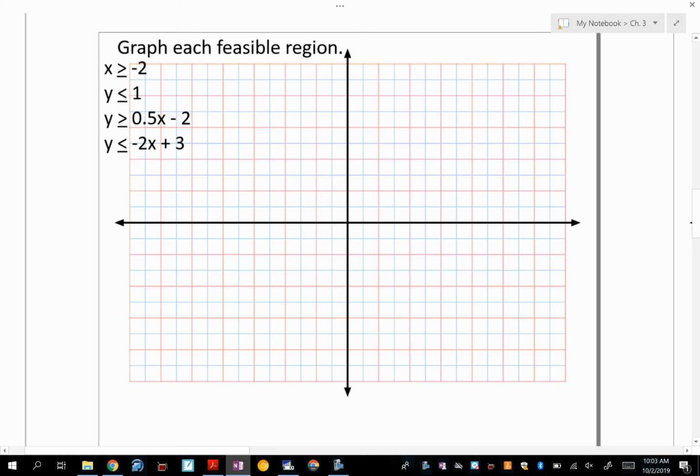All right, so let's look at the first one in this system. The first one in this system only says x and a number. Do you remember what happened when we had y and a number? It was horizontal, right? So what is it going to look like for x and a number? Vertical. So go to the x-axis to -2 and do a solid vertical line.